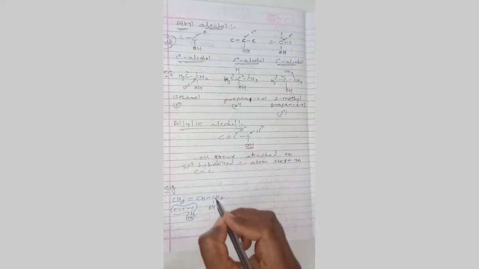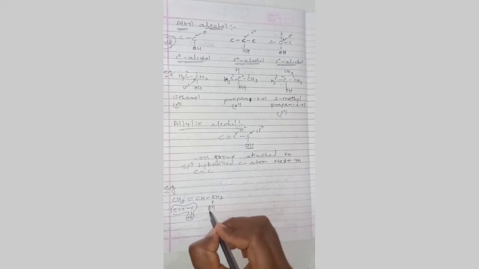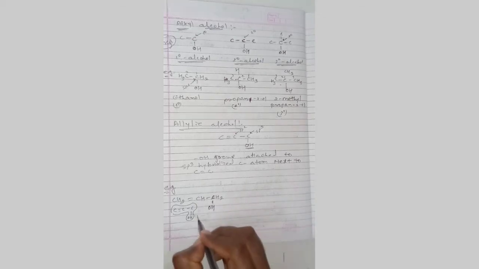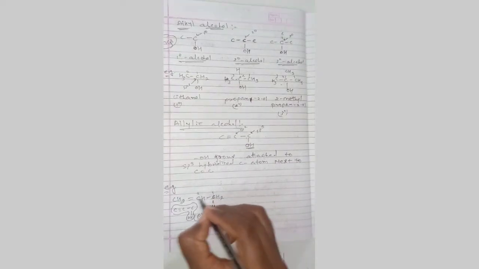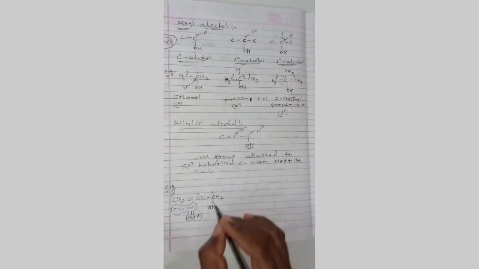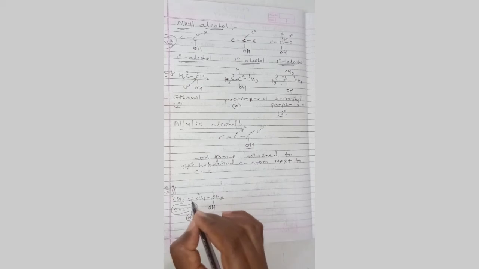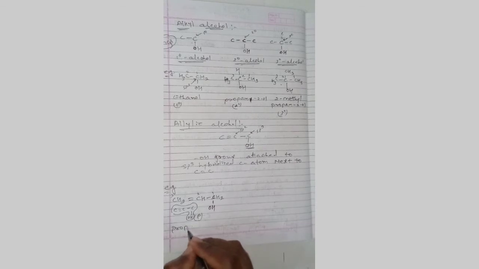Here the hydroxyl group is bonded to the primary carbon, so it is said to be primary allylic alcohol. Now its IUPAC name: 1, 2, 3 on second, third carbon, so it is propanol. Double bond is present here, prop-2-en-1-ol.